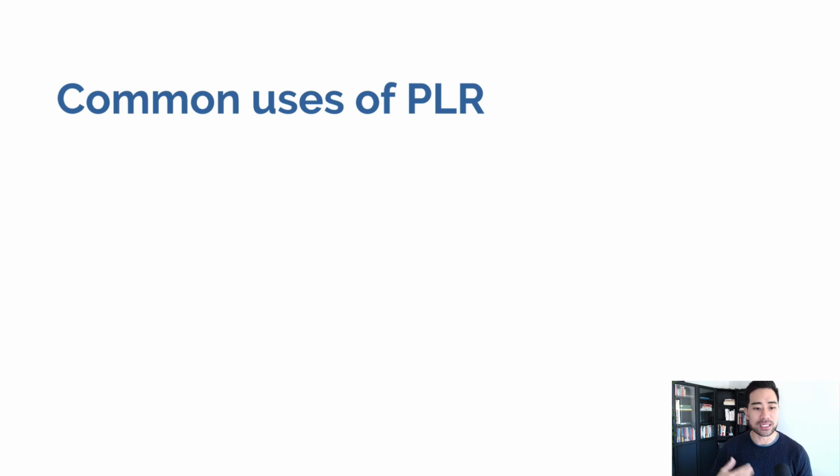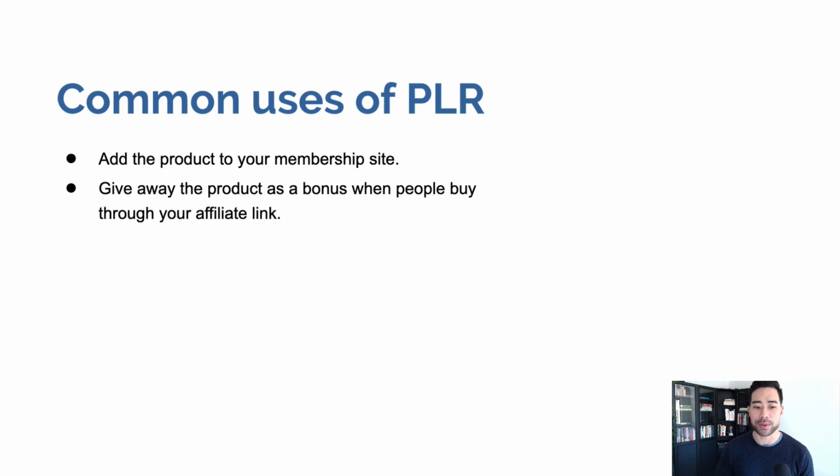Now, some common uses of PLR. These will give you some ideas as to what people usually do with PLR content. Firstly, you can add the product to your membership site if you've got an existing membership site, or if you want to start a membership site and you just don't have the content. That's where PLR comes in. PLR is ready-made content. Secondly, you can give away the product as a bonus when people buy through your affiliate or referral link. This is a great way to incentivize your potential customers to purchase through your link, and therefore increase conversion rates and end up with happier customers, as long as the PLR bonus is highly related to the product that you're promoting.